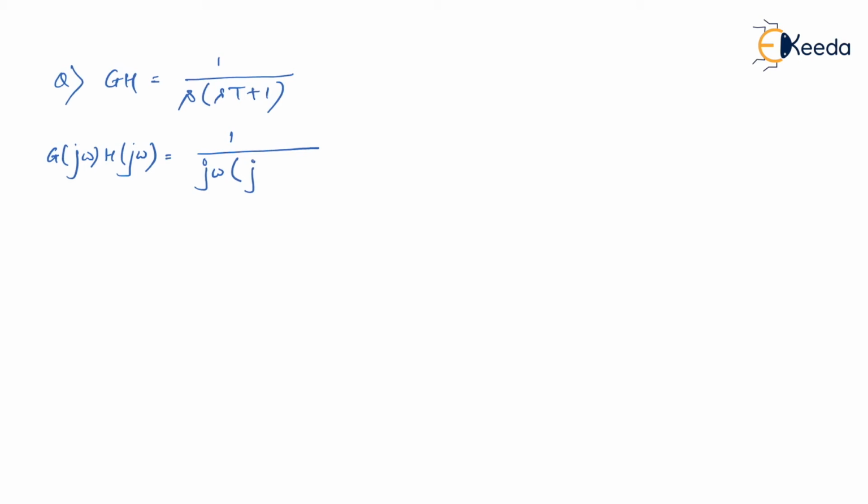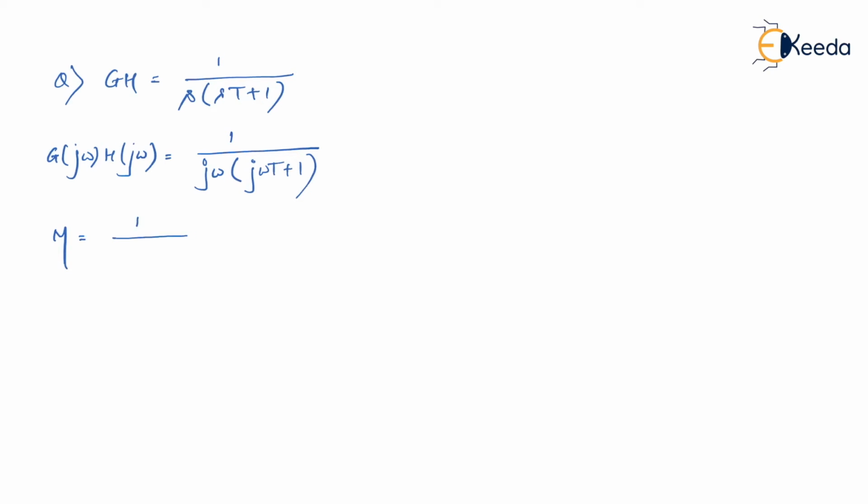So in the next question, we have GH, which is equal to 1 upon S into ST plus 1. So slowly I'm going to enhance the complexity also. Let us substitute S equal to j omega, which will give me g of j omega h of j omega, which is equal to 1 upon j omega times j omega t plus 1. Then let us calculate the magnitude.